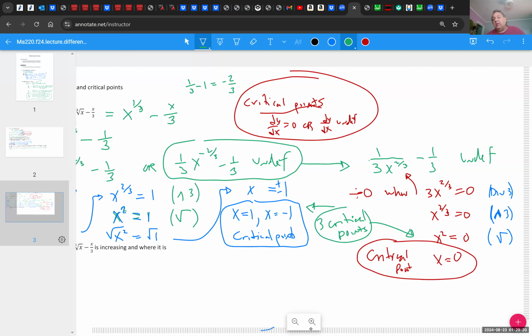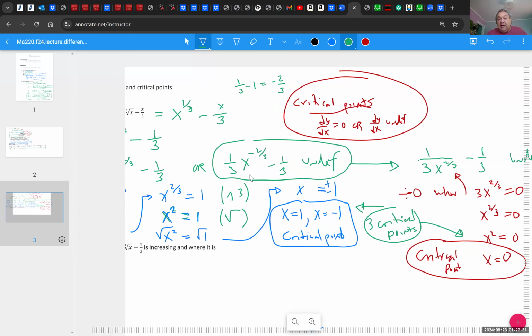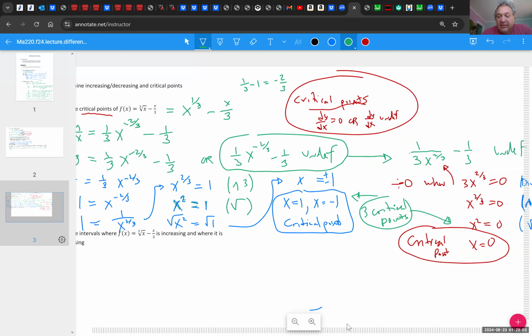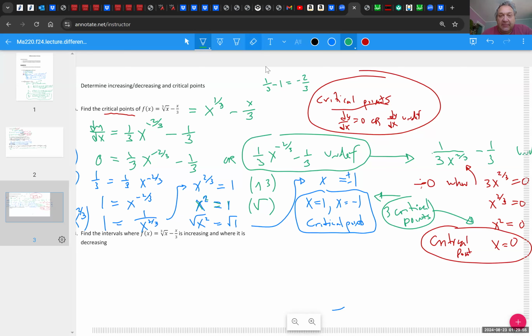And if you want to be technical about the math vocabulary, these are called critical values because a point has to have an x and a y. I would find the y just by taking these values like x equals 0 and plugging it into the formula. 0 to the 1/3 is 0, minus 0 over 3 is 0. So the critical point would actually be 0, 0. If I plugged in 1, I get 1 minus 1/3, which is 2/3. So we get different critical points if you plug in the y. But most math people kind of do points and values kind of interchangeably unless you are being very specific about something. So anyway, those are the critical values or critical points.